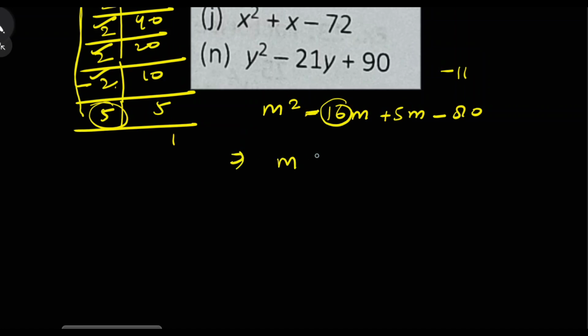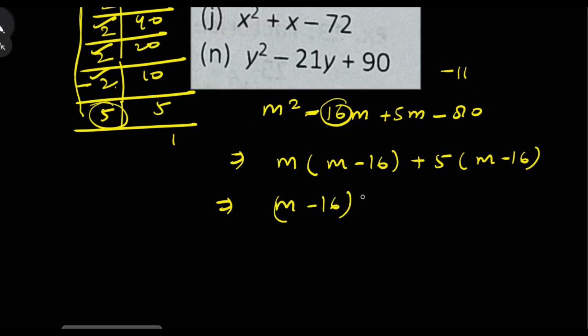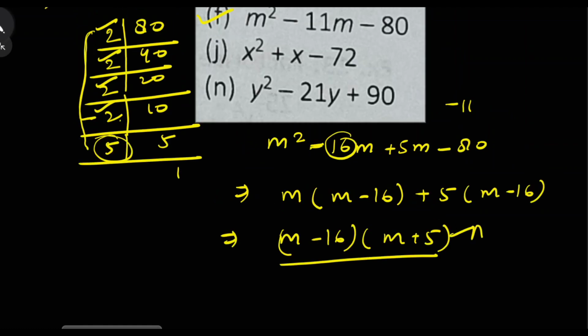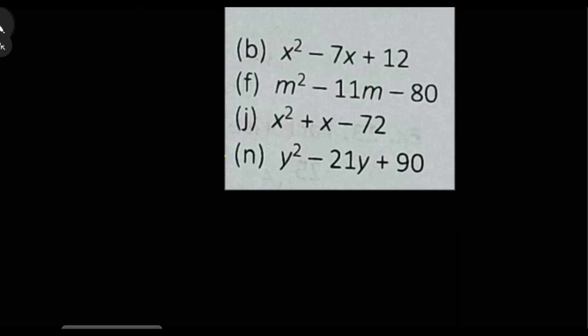So taking m as a common here, m minus 16 plus 5, and here should be m minus 16. So you will have m minus 16 as a common, and you are left with m plus 5, and it is the answer. Now let us solve question number N. So question number N is y square minus 21y plus 90.